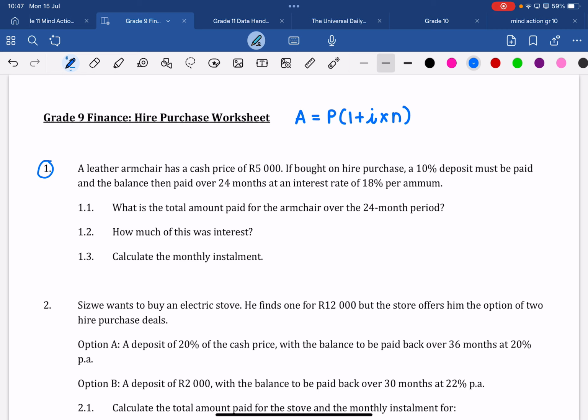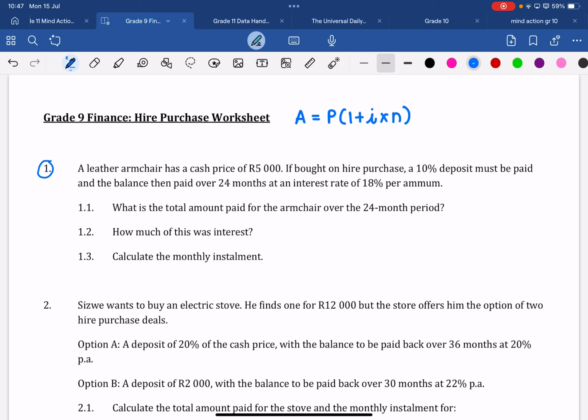So they're saying a 10% deposit must be paid. All right, so we do have a deposit in this question. It's 10%. And the balance, now the balance means the 5,000 minus the deposit. Then paid over 24 months at an interest rate of 18% per annum. I see there's a typo there, it should be per annum. Sorry about that. So that is the interest rate that we are going to use in our formula, 18%. That's a very high interest rate. Okay. 1.1, what is the total amount paid for the armchair over the 24-month period?